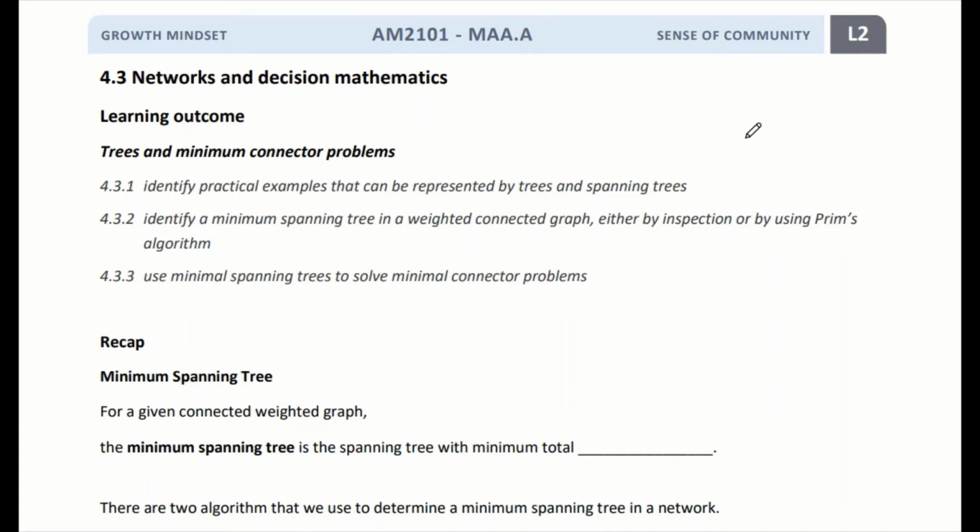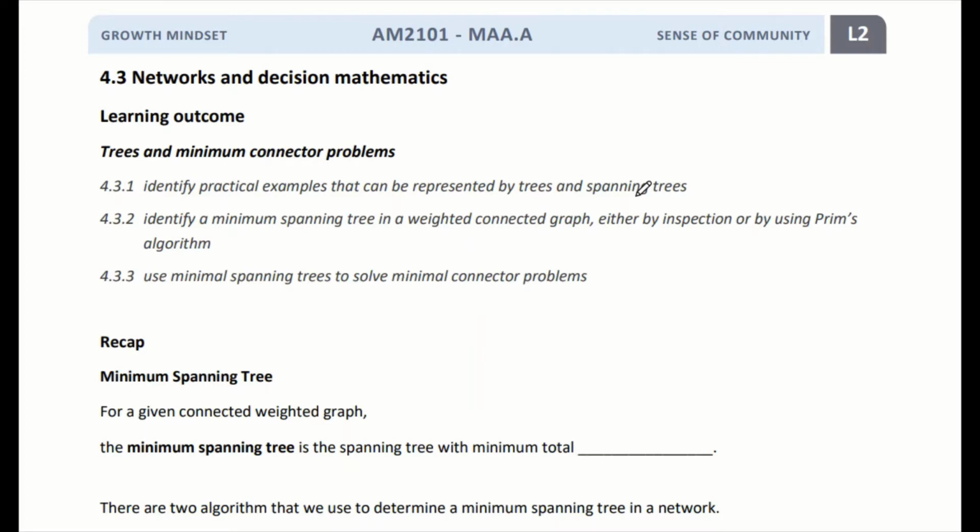So for today's lesson, we are looking at lesson 2 for topic 4.3 networks and decision mathematics. As you can see here, for the learning outcome, we are still under the subtopic of trees and minimum connected problems. So we are still looking at minimum spanning tree, but previously we solved all the questions by using a network diagram. For today's lesson, we are going to look at how we can apply Prim's algorithm in a distance table.